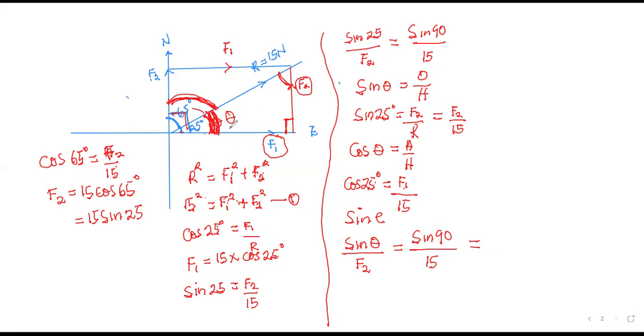This is also equal to the sine of the other remaining angle. So for example, if this is 25 and this is 90, what will be the other remaining angle? Obviously, it must be 65. So this must also be equal to sine of 65 divided by F1. So Giovanni, this is the sine rule. Are you okay?